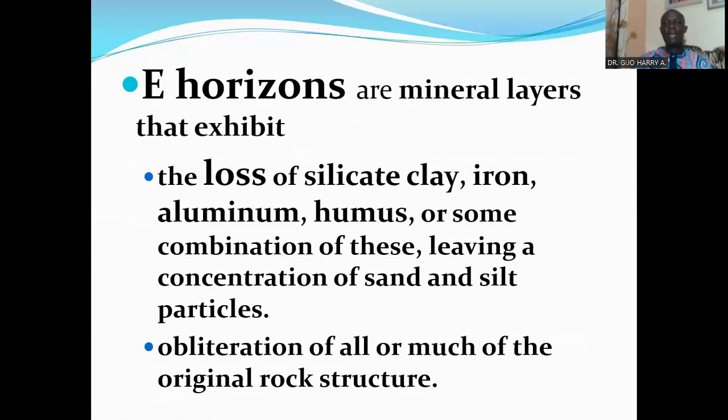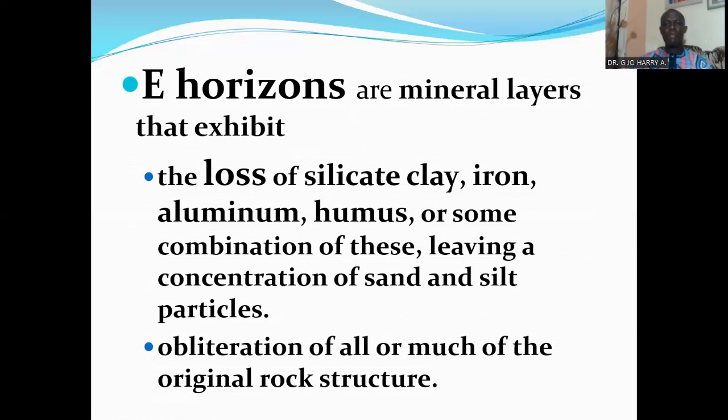E horizons are mineral layers that exhibit the loss of silicate clay, iron, aluminium, humus, or some combination of these, leaving a concentration of sand and silt particles. So in the E horizon, these particles are leached, they are washed down to the B horizon.